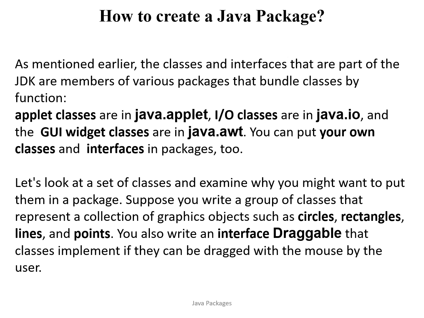current default package. As mentioned earlier, the classes and interfaces that are part of the Java Development Kit are members of various packages that bundle classes by function. Applet classes are in java.applet, IO classes are in java.io, and the graphical user interface widget classes are in java.awt. You can put your own classes and interfaces in packages too.